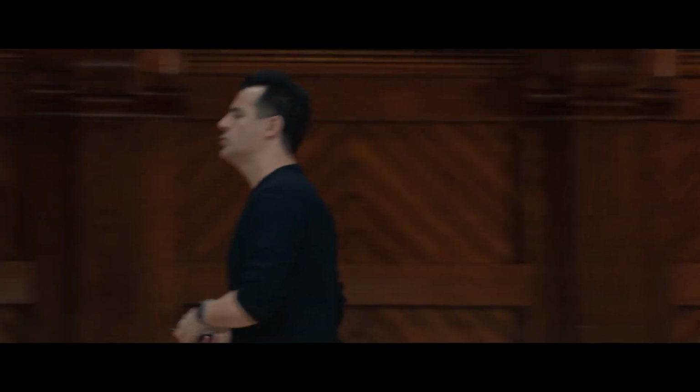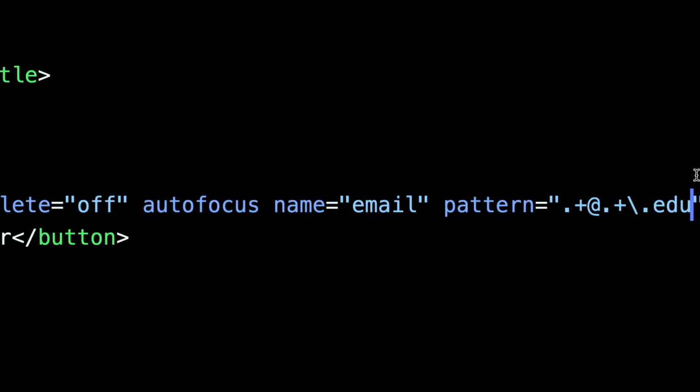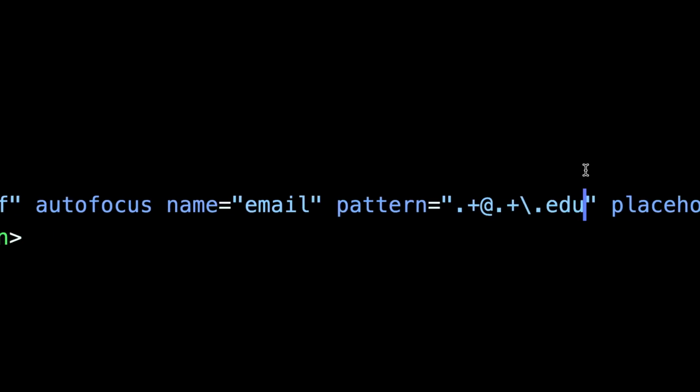So what does that mean? Well, let me go over to VS Code again. And let me zoom in on the pattern I used. And it would seem that, in this case, a dot represents any character. Plus means 1 or more. So 1 or more characters to the left of an @ sign. Then literally the @ sign. Then another dot plus means 1 or more characters to the right of the @ sign. But the whole thing has to end in .edu.